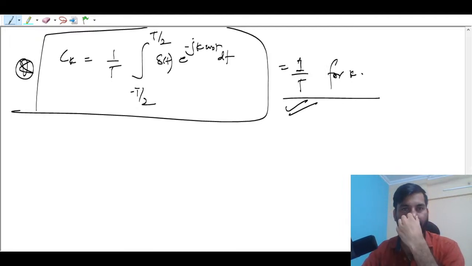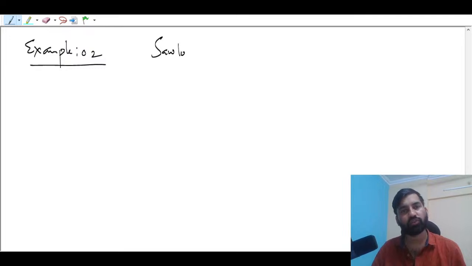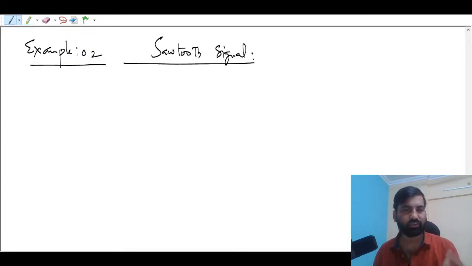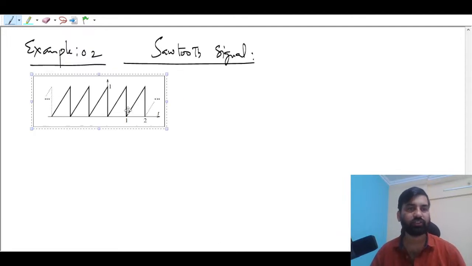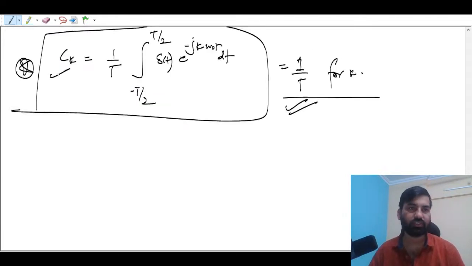Fine. Let me take one more signal, that is the sawtooth waveform. Example number 2. Sawtooth signal. Why do we call it sawtooth? Because it looks like a sawtooth. It is a periodic signal only, so we can find the Fourier series coefficients. As we got above, Ck is 1 by t for all k.